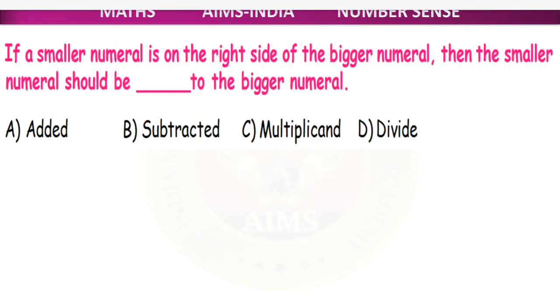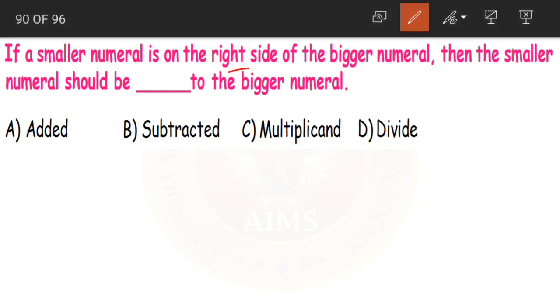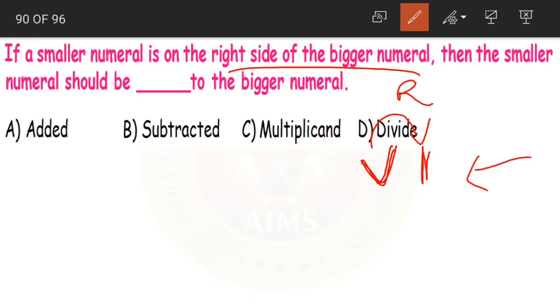Next question. If a smaller numeral is written to the right of the bigger numeral, then the smaller numeral should be dash to the bigger numeral. Now children, what did I say for this kind of question where smaller and bigger numerals are there? The smaller numeral is to the right of the bigger numeral. I am taking two numerals here, V and I. I is written to the right of the bigger numeral. You know what VI is, right? VI is 5 plus 1, 6.